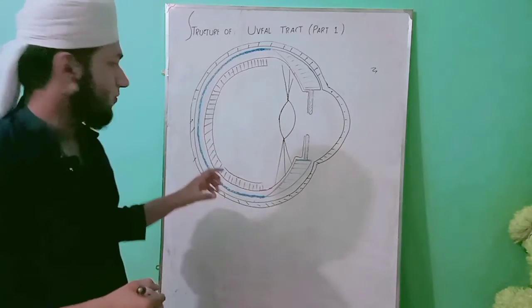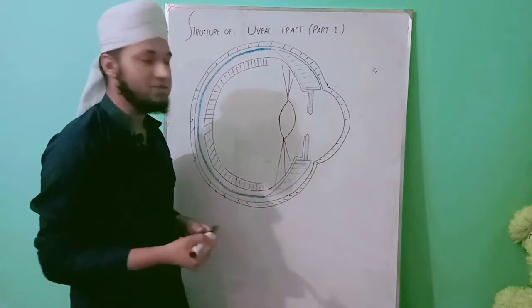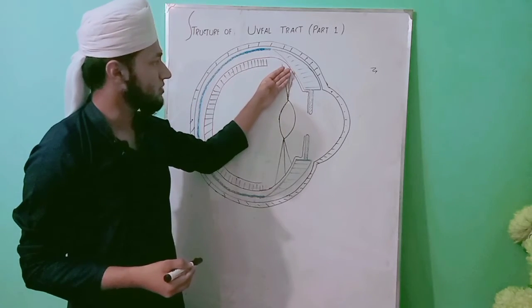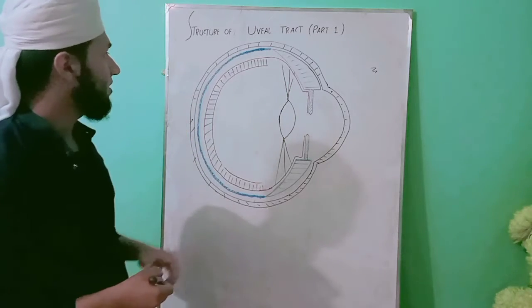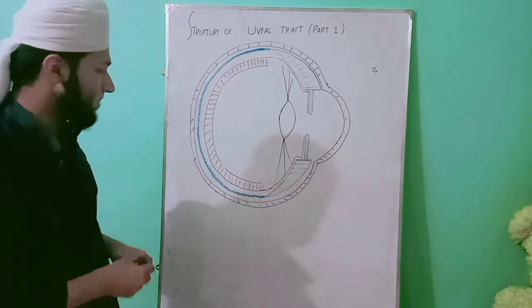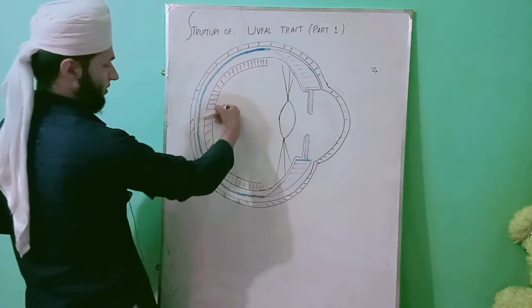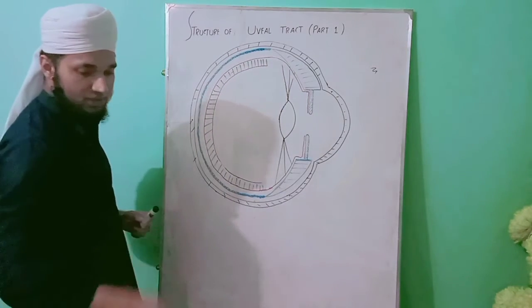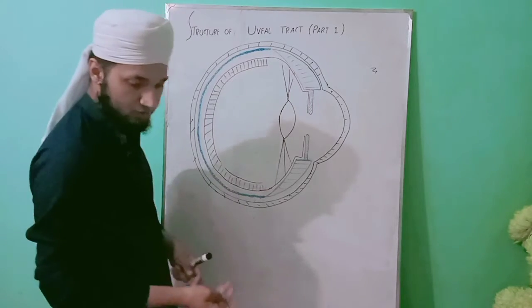Actually in this video we will discuss the structure of choroid, and then in the next videos we will discuss the structure of ciliary body and the iris in detail. So let's start with the structure of choroid. As I have told you, choroid forms the posterior part of the uveal tract. So the first thing about choroid is that it forms the posterior part of the uveal tract.